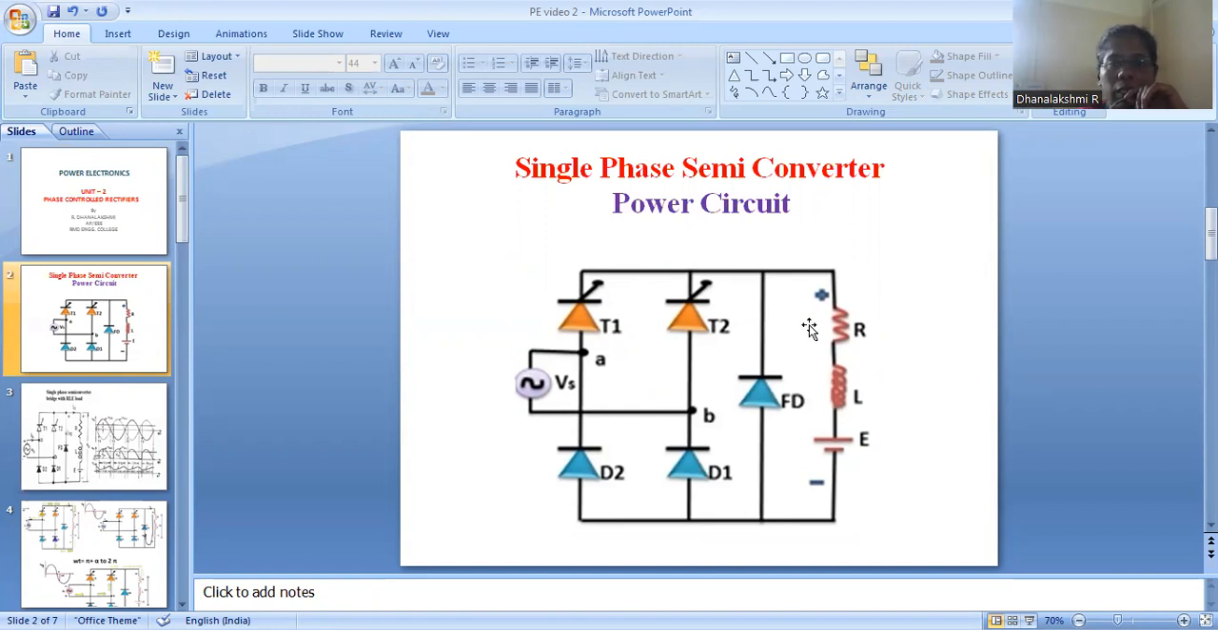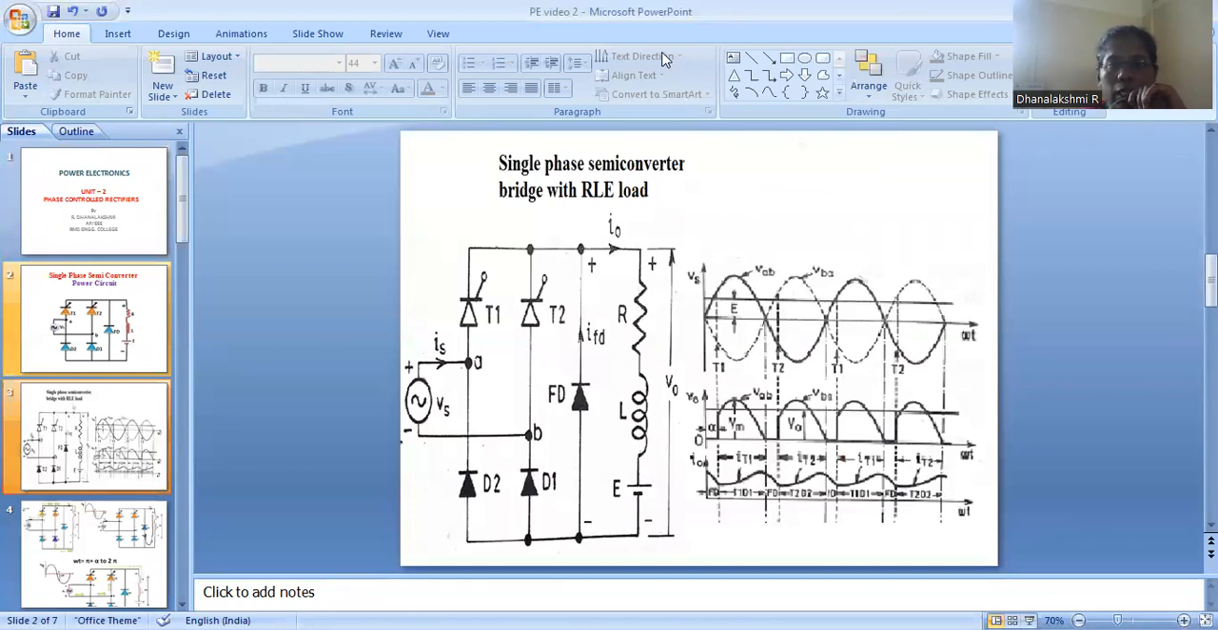As already discussed, this single-phase semi-converter converts the AC bidirectional quantity into a unidirectional quantity at the load side. During the positive half cycle, thyristor T1 and D1 are going to conduct, and during the negative half cycle, thyristor T2 and D2 are going to conduct. So here we can see the waveform. As we know, during the positive half cycle, the polarity of the supply will be positive here, and negative here.